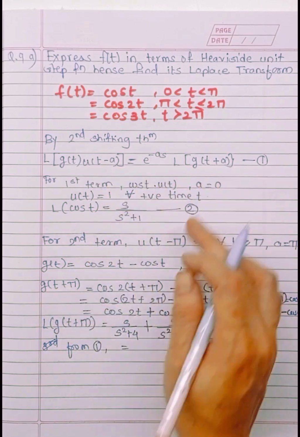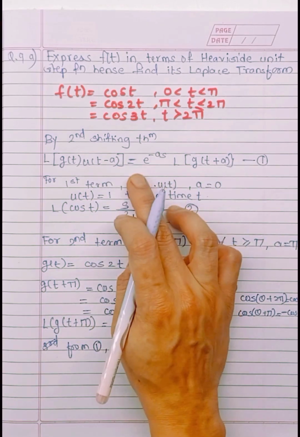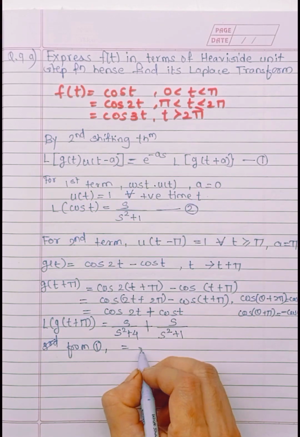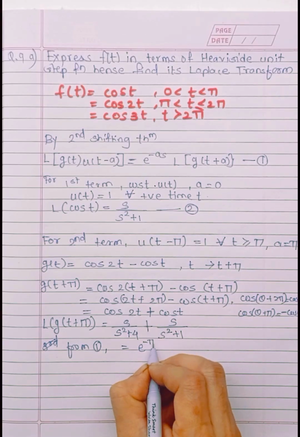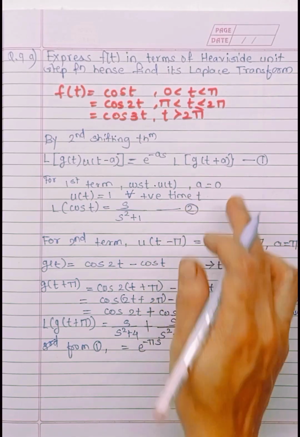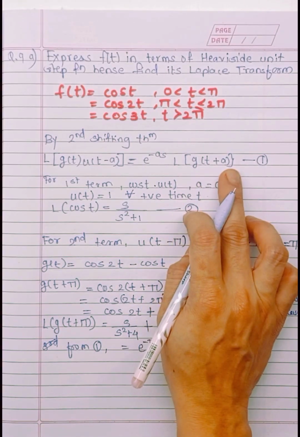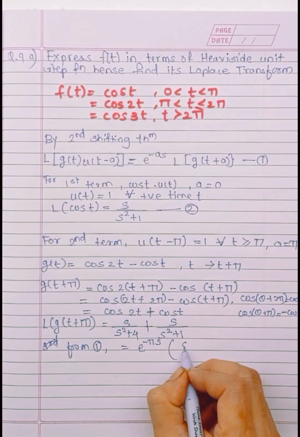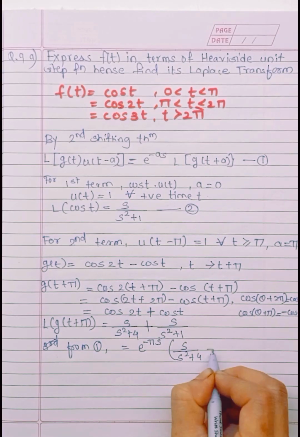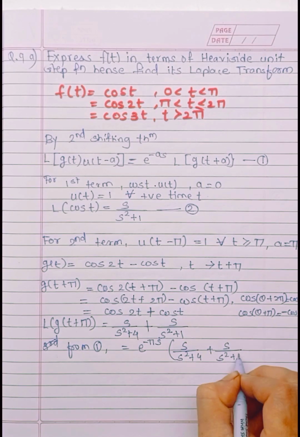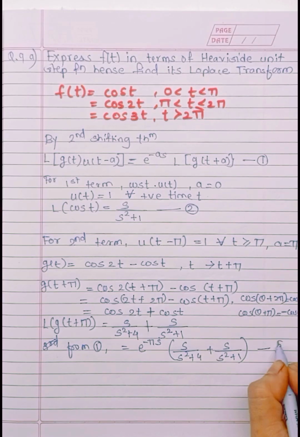So here L of g of t plus pi is nothing but e raised to minus s a. Now the value of a is pi, so e raised to minus pi s, and the value of L of g of t plus a is s upon s square plus 4 plus s upon s square plus 1. Now this is your equation number 3.